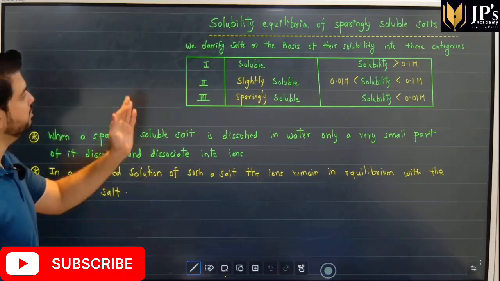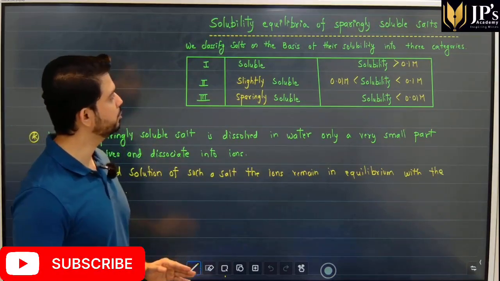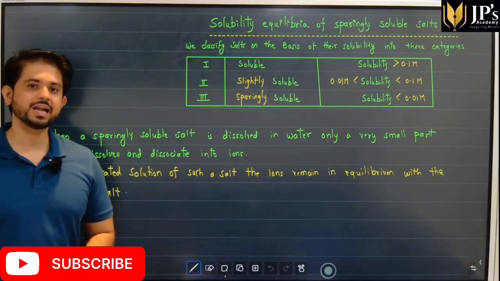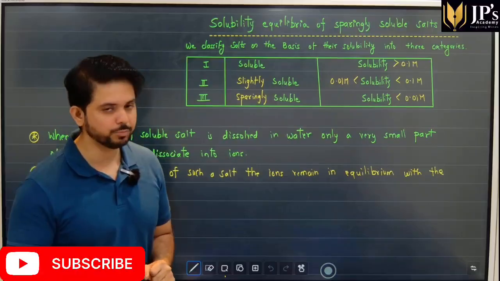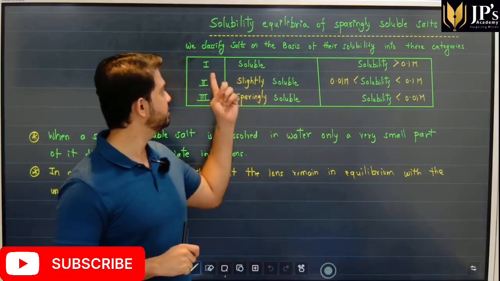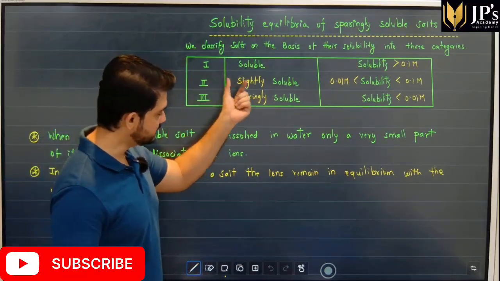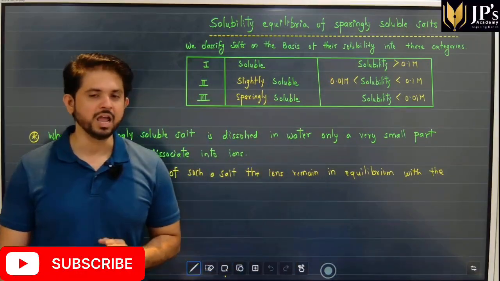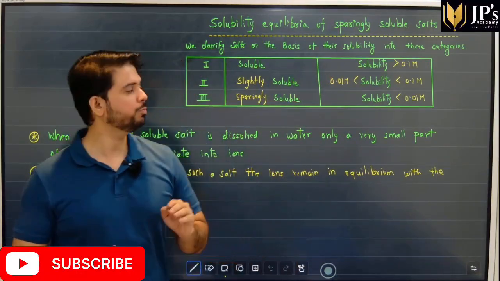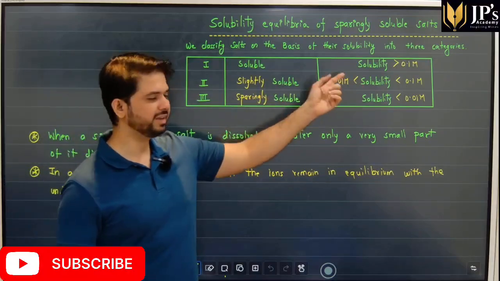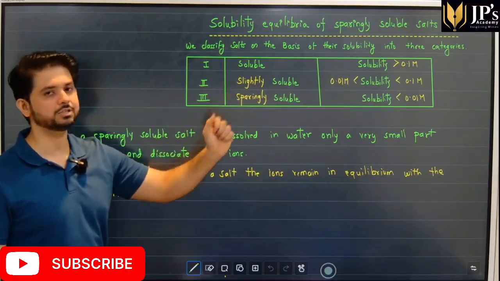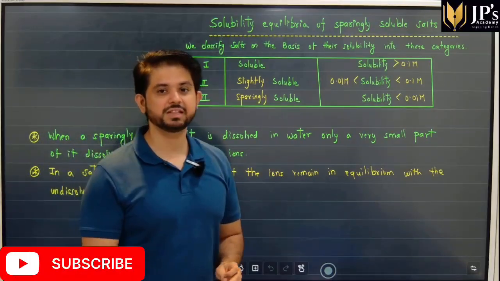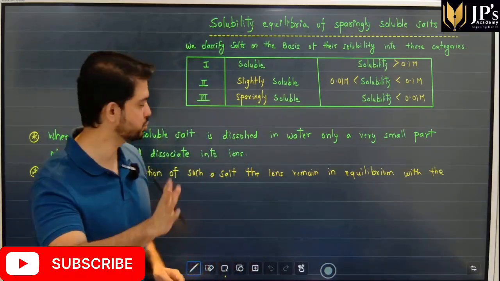Next, students, we have solubility equilibrium of sparingly soluble salts. Now, salts are classified on the basis of their solubility into three categories. The first category is soluble, when the solubility is greater than 0.1. If the solubility is between 0.01 and 0.1, we classify those salts as slightly soluble. And if the solubility is less than 0.01, we classify them as sparingly soluble salts.